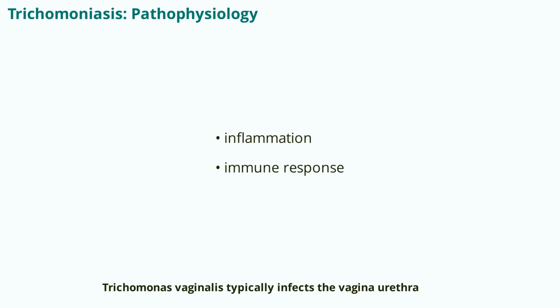Trichomonas vaginalis typically infects the vagina, urethra, and surrounding glands in women. After attaching to the mucosal lining, the organism triggers an inflammatory response, resulting in a discharge filled with white blood cells. This inflammation is responsible for many of the symptoms associated with trichomoniasis, including irritation and abnormal discharge.